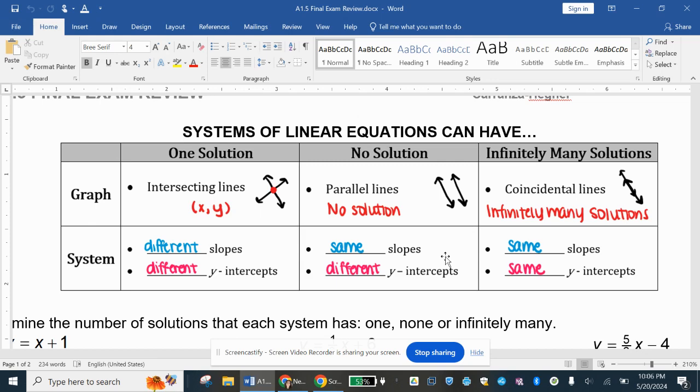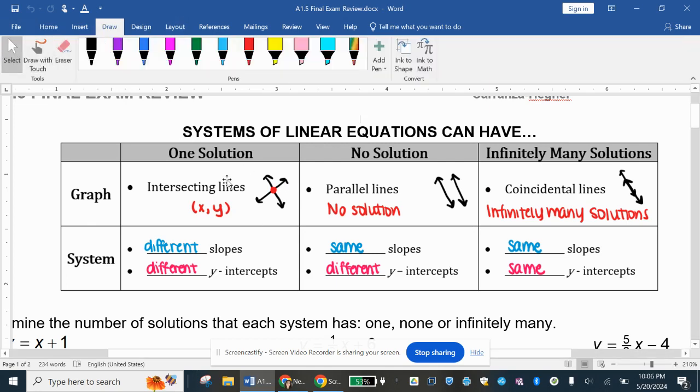Whenever you're drawing two lines on the same coordinate plane or on the same graph, there are three things that could happen. The first thing that can happen is that the lines intersect. If they do intersect, we consider that one solution, that solution being the point where they intersect, (x, y). The other thing that can happen is that the lines could be parallel, and therefore they never intersect, so they don't have any solutions.